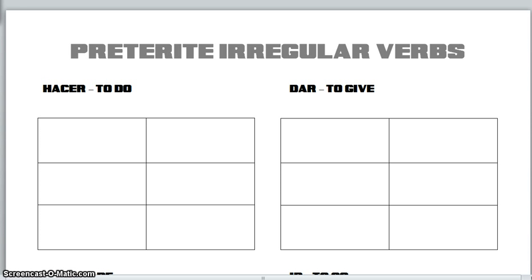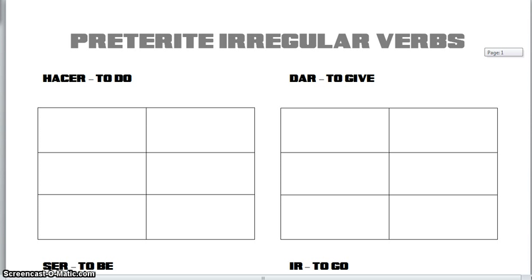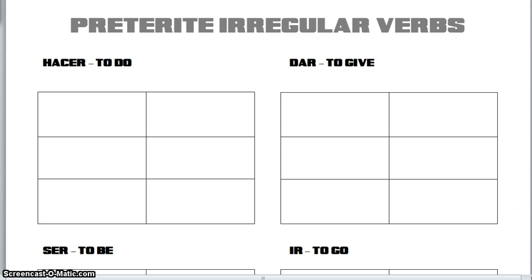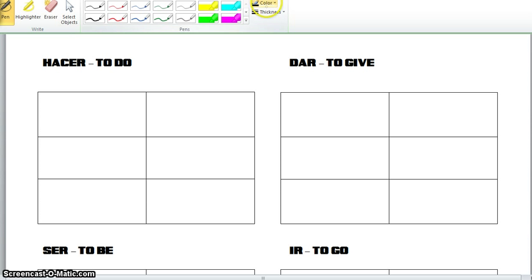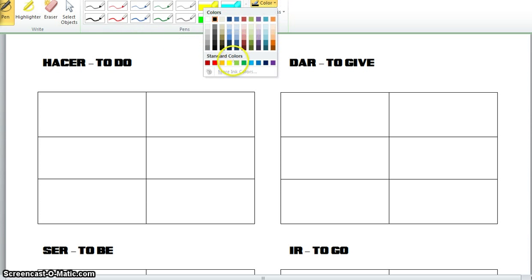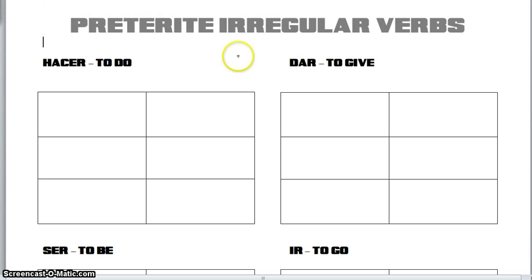Okay, so please take these notes in your Spanish notebooks. The irregular verbs are hacer, dar, ser, ir, and ver. In case you forgot what these words mean, I've also included this along with the chart. So let's start with hacer. As I mentioned, these are completely irregular.